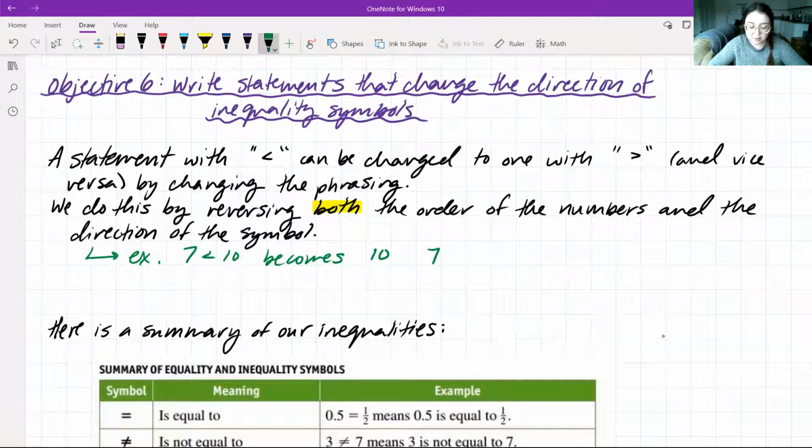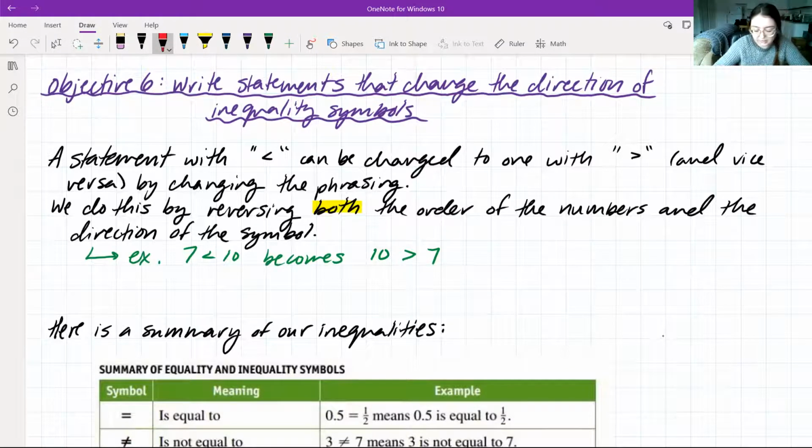We also want to flip the direction of the symbol. So our symbol, which was pointing towards the 7, still wants to point to the 7. But now our 7 has moved, so our symbol has to move as well. So our symbol points to the 7, and we see we have flipped our symbol. These expressions are the same. We are stating that one number is less than another number, and also that that number is greater than the first. So these are equivalent expressions. We have just rewritten it.